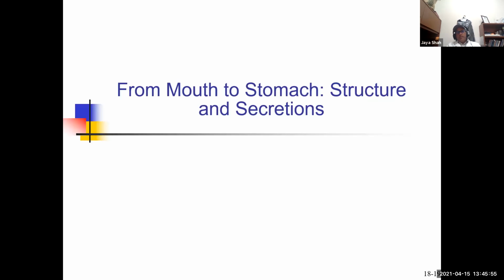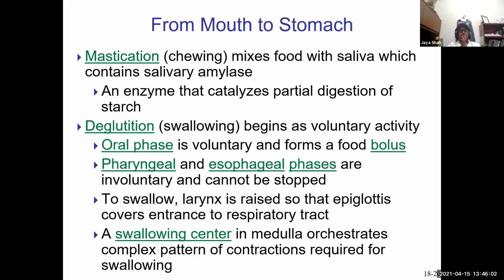Okay, so let's talk about from mouth to stomach, the structure and secretion. So in the mouth, what is the digestion? In the mouth, the major function is mechanical digestion. It means the organs in the mouth, teeth, tongue, saliva, they mix the food and break it down into smaller particles to increase the surface area of the food particles. So later enzymes can have contact with more particles of the food.